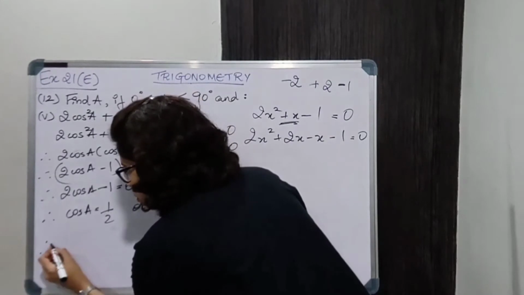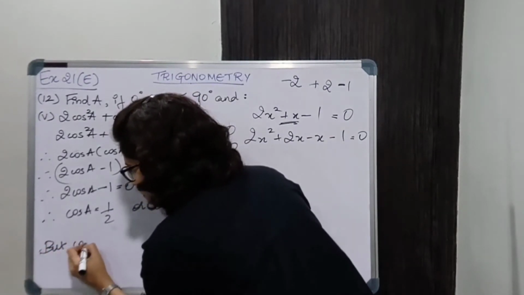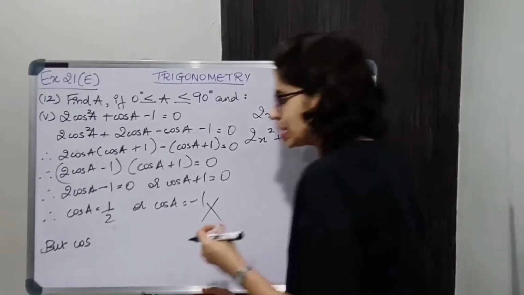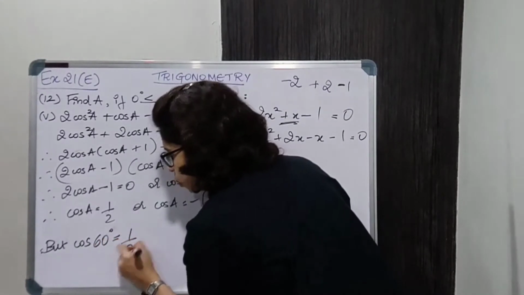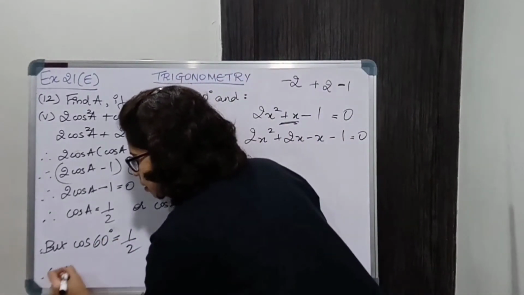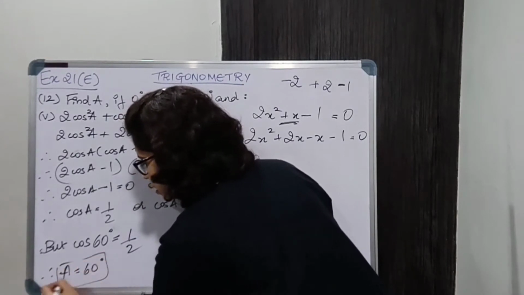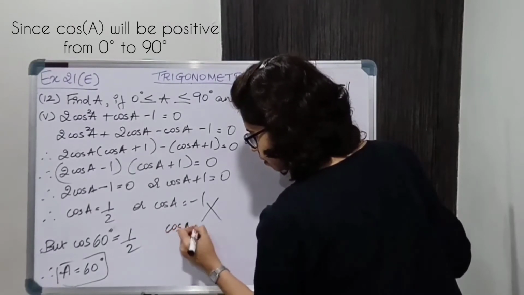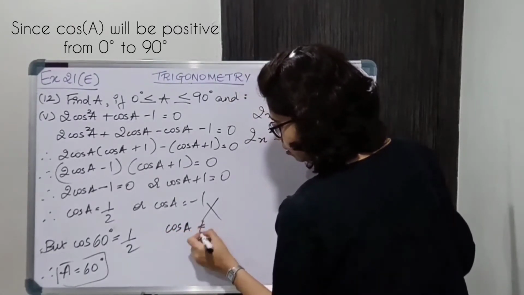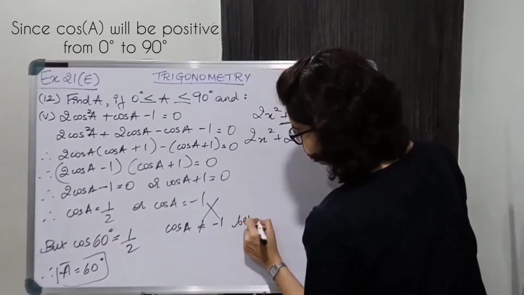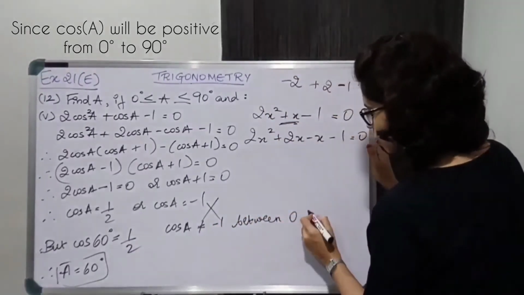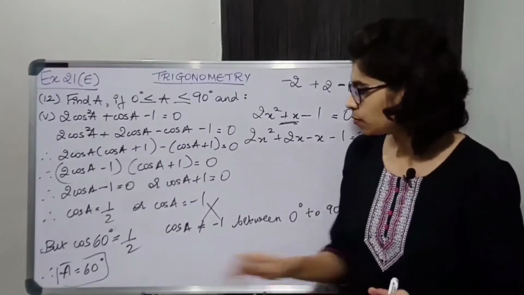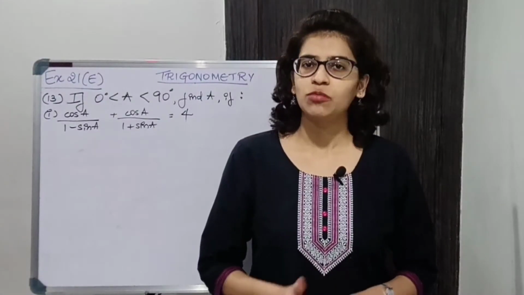So we know cos of what value is equal to half. Cos 60 is equal to half. Therefore A is equal to 60 degrees, and we have to neglect this over here because cos A is not equal to -1 for values between 0 to 90 degrees. Okay, so A is equal to 60 degrees. Moving on to the next question.